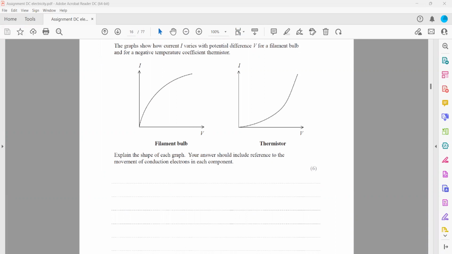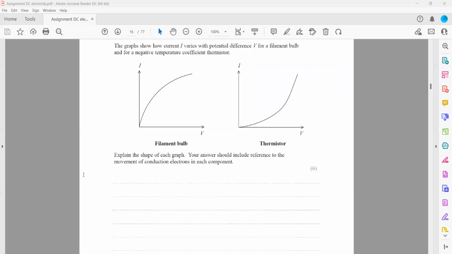And what is the reason for that? This will increase the number of collisions, because more electrons will collide with the lattice of positive ions. So this will increase the temperature. And as the temperature increases, the particles will move faster. So there will be an increased rate of collision between the electrons and ions or atoms, which leads to a high resistance.